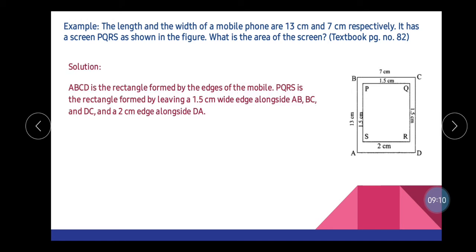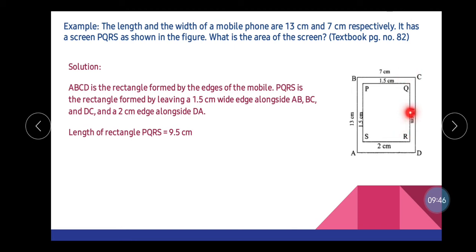Solution. ABCD is a rectangle formed by the edges of the mobile. PQRS is the rectangle formed by leaving 1.5 centimeter width edge alongside AB, BC and DC, and 2 centimeter edge alongside DA, that is the bottom part. Now the length of this rectangle PQRS, that is the length over here, is PS and QR.